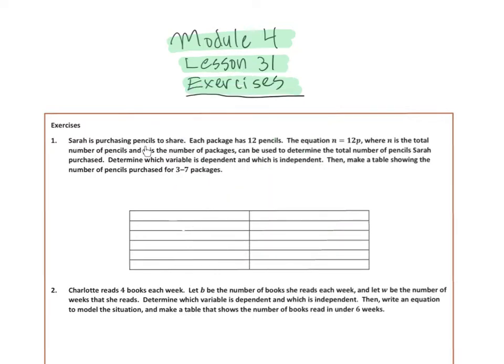Sarah is purchasing pencils to share. Each package has 12 pencils. The equation n equals 12 times p, where n is the total number of pencils and p is the number of packages, can be used to determine the total number of pencils Sarah purchased. Determine which variable is dependent and which is independent. Then make a table showing the number of pencils purchased for 3 to 7 packages.